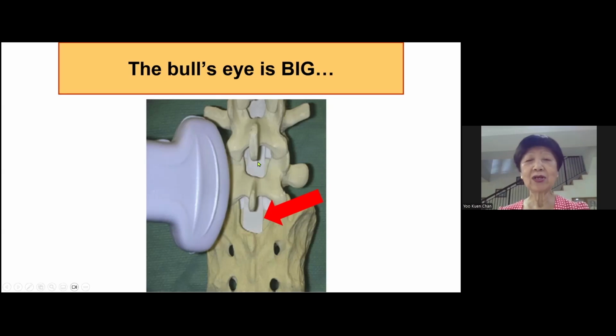So if you are still very stuck to the midline and you can't get it, all right, just go 0.5 centimeters lateral to that midline and go for this space, 90 degrees. You will find you're more likely than not to get in.